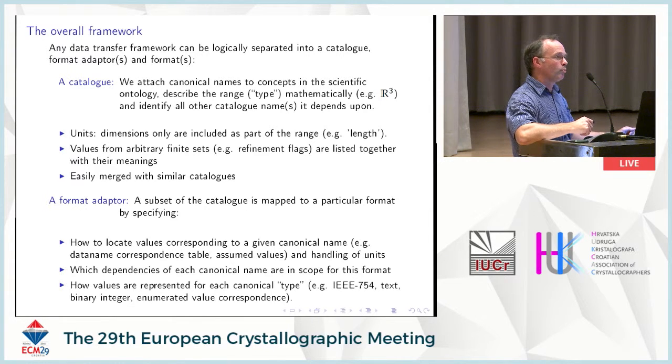Importantly, you say which items, which dependencies of your canonical names, are actually expected to change. And this is one way that we actually future-proof our data format, and I'll explain that in a minute.